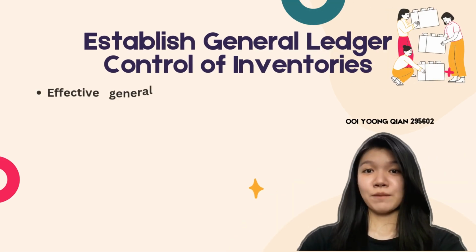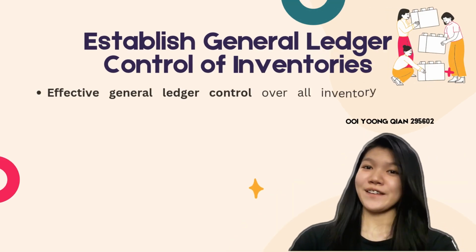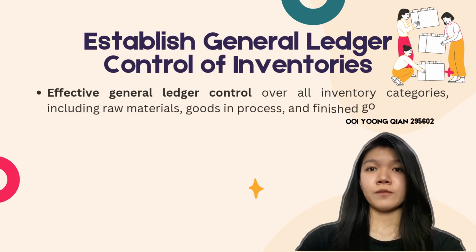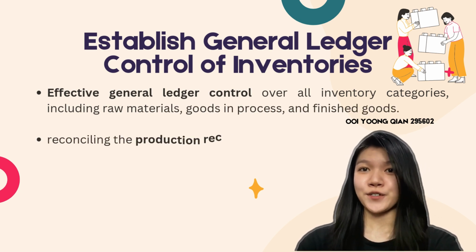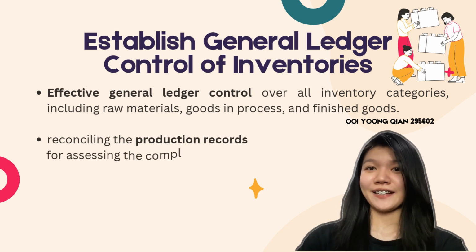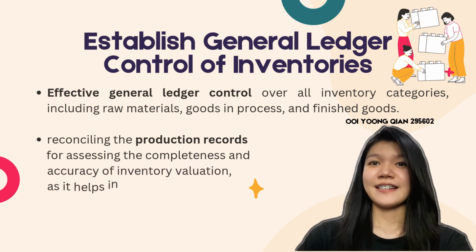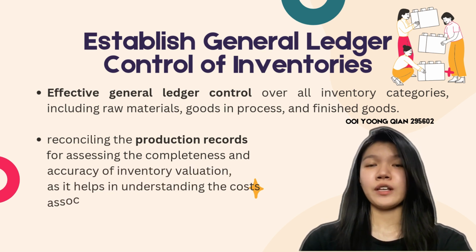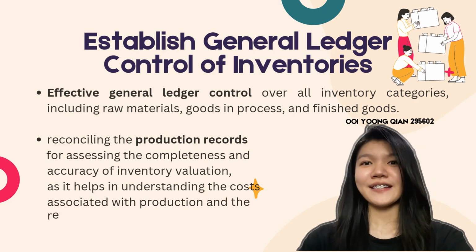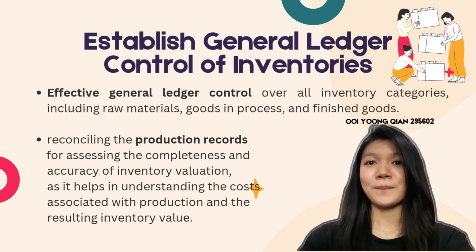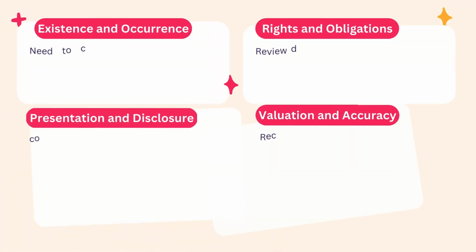Other than that, establish the general ledger control of inventory. As we just mentioned about the fraud risk, it is critical to have effective general ledger control over all the inventory categories, including raw material, goods in process, and also finished goods. Thus, as an auditor, we should follow the appropriate procedures to guarantee effective inventory management and also reconcile the production records periodically. There are several assertions.